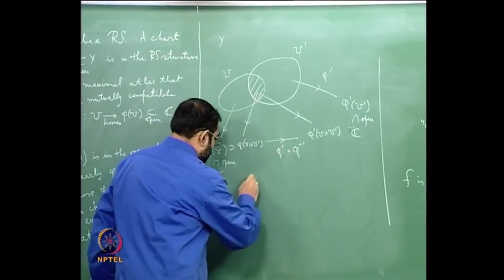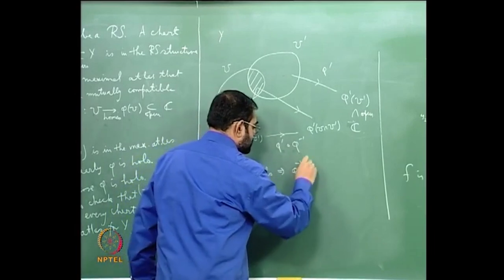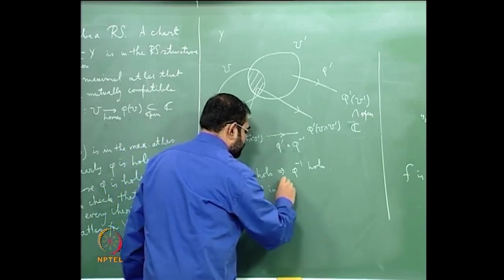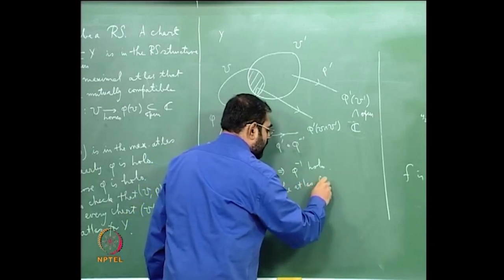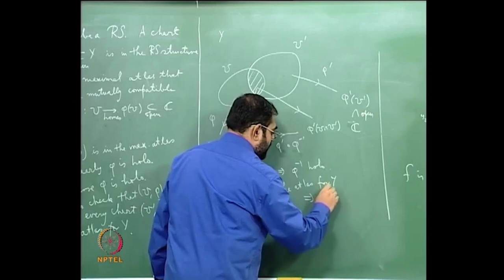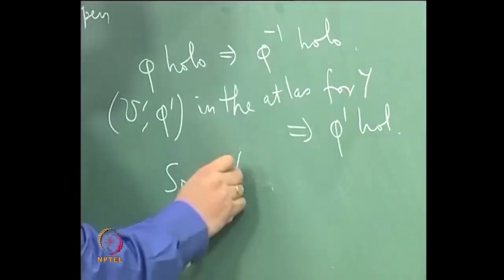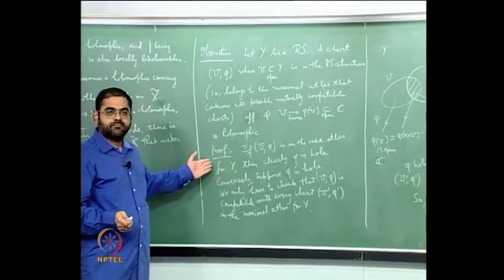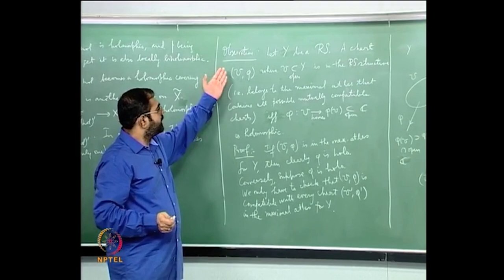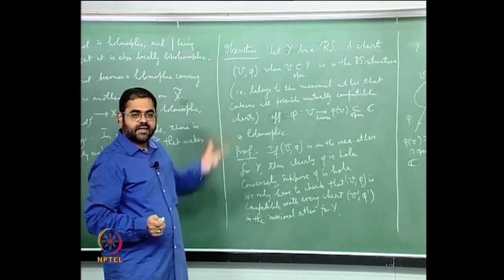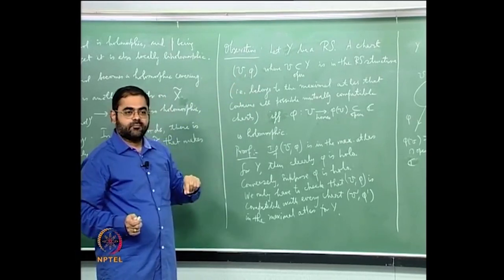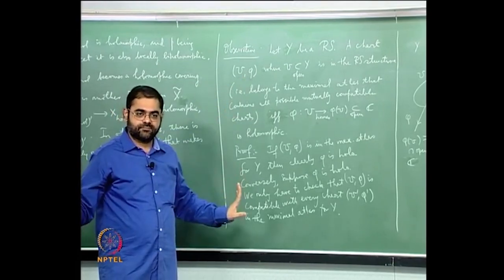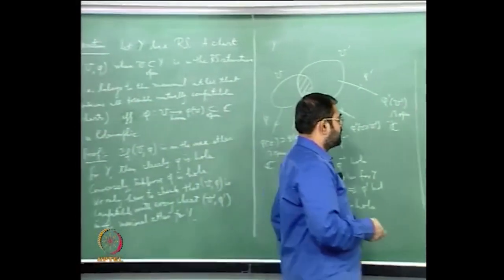So phi holomorphic implies phi inverse holomorphic. (U prime, phi prime) in the atlas for Y implies phi prime is holomorphic. So phi prime composed with phi inverse is holomorphic. So this completes the proof of this claim. Let me again sum up this observation: to check that a chart belongs to a Riemann surface structure, all you have to check is that the coordinate map of the chart is holomorphic, nothing else. Now keep that in mind.